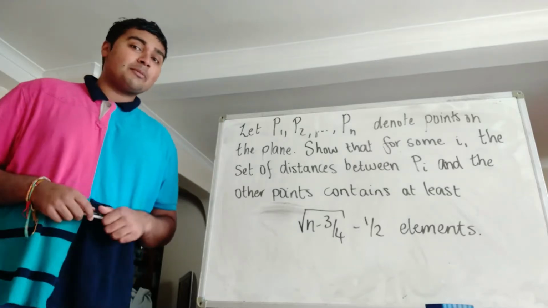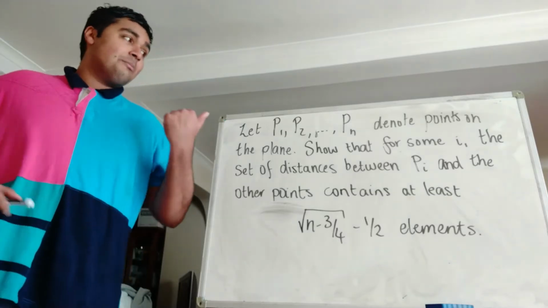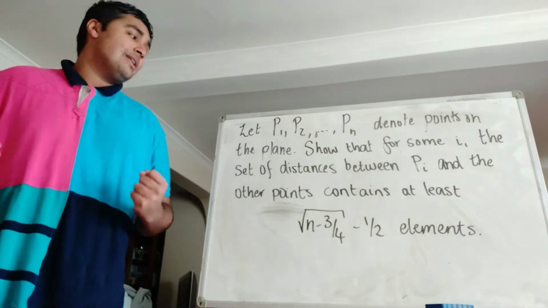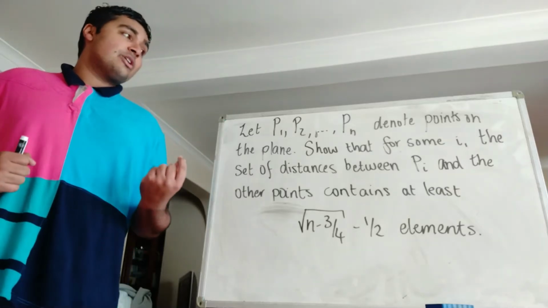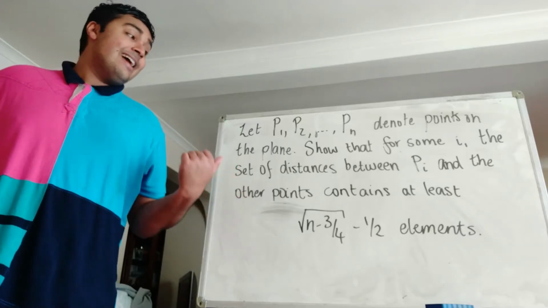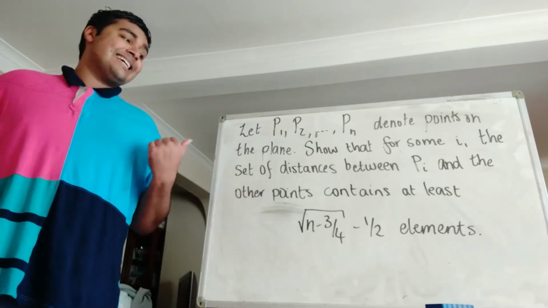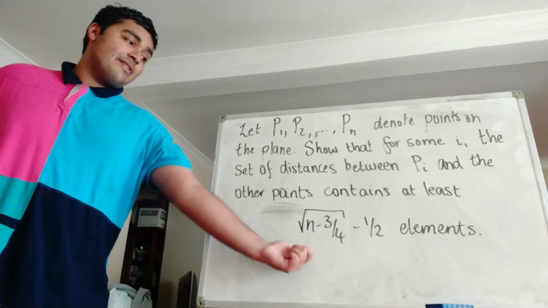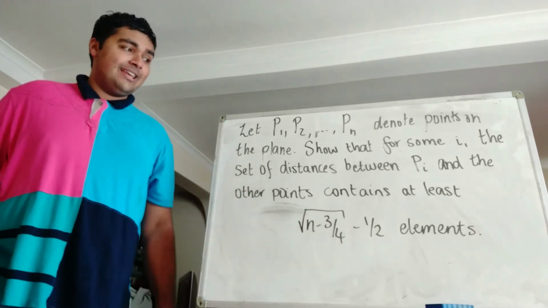Anyway, this is the problem I'm going to be tackling today. Let P1, P2 all the way up to Pn denote points on the plane. We want to show that for some i, the set of distances between Pi and the other points contains at least the square root of n minus 3/4 minus a half elements.